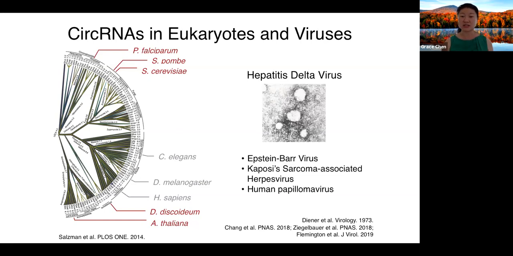More recently, just in the last year or two, people have found that oncogenic double-stranded DNA viruses, like the Epstein-Barr virus, the Kaposi sarcoma-associated herpesvirus, and the human papillomavirus, also encode circular RNAs. So when I started my postdoc, we didn't yet know about these double-stranded DNA viruses, but we knew about the hepatitis delta virus, and we had the hypothesis that likely other viruses would encode circular RNAs.